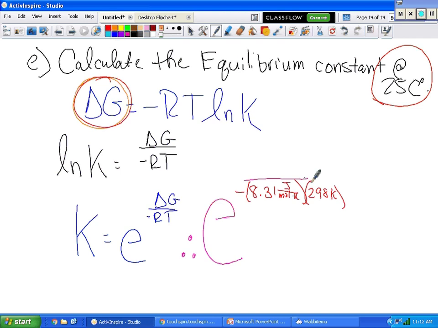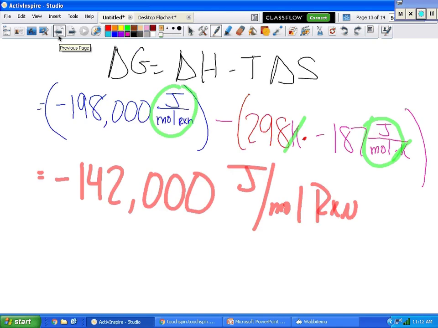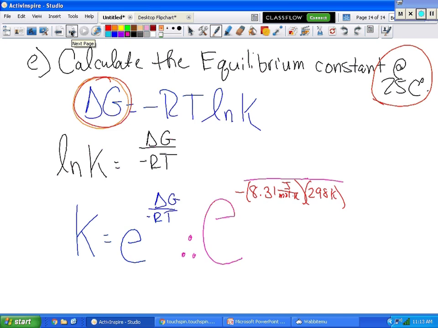Now, here's the next weird part about this. Which delta G are you going to be plugging in? The big one or the small one? The big one, because I need it in joules. Why does it have to be in joules? The R is in joules. Which I wouldn't change because it's a constant. Leave it alone. So it's negative 142,000 joules per mole of reaction.